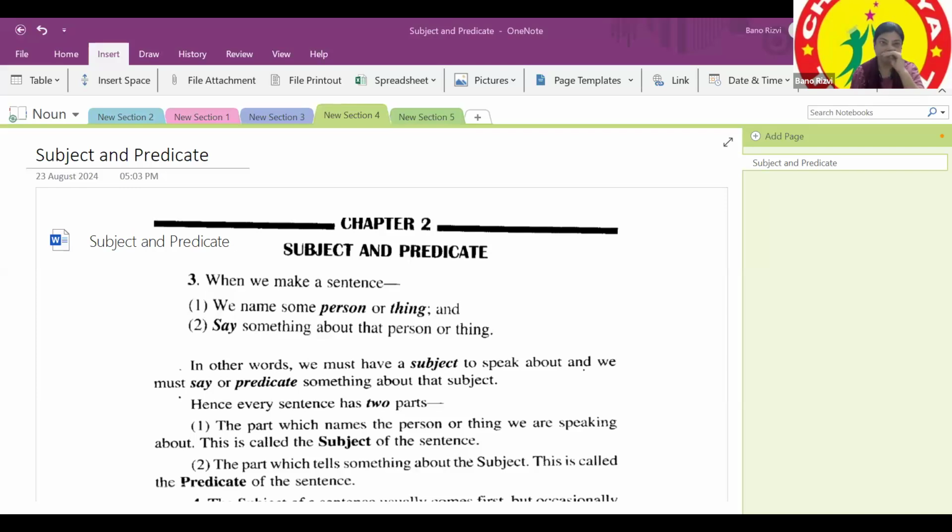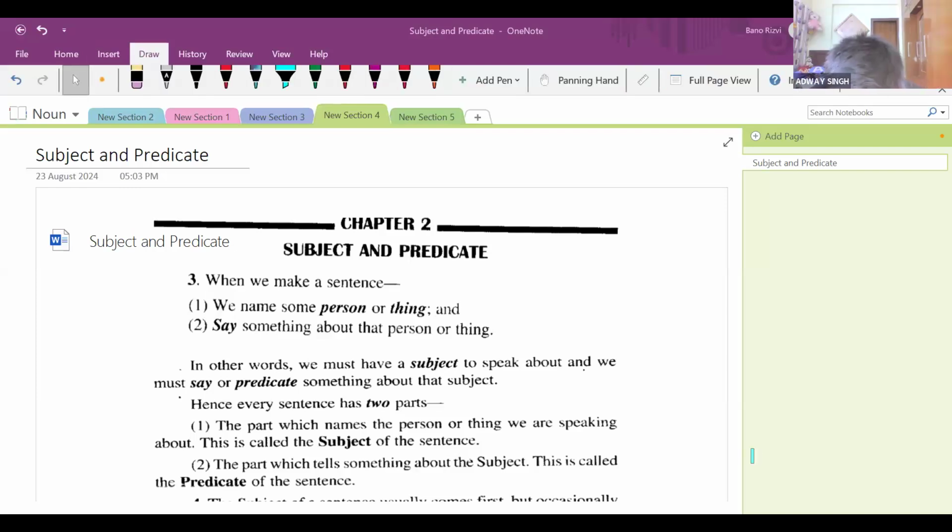So today we are going to do subject and predicate. I wanted to do tenses, but for tenses you need to be very aware of subject and predicate. So we are going to do subject and predicate. Let me share my screen. All of you see my screen, right? Yes, ma'am.